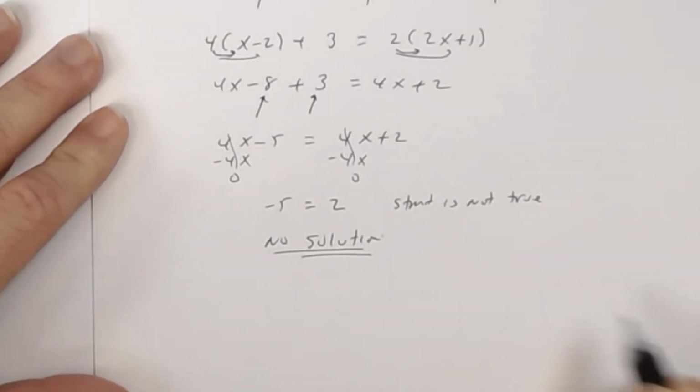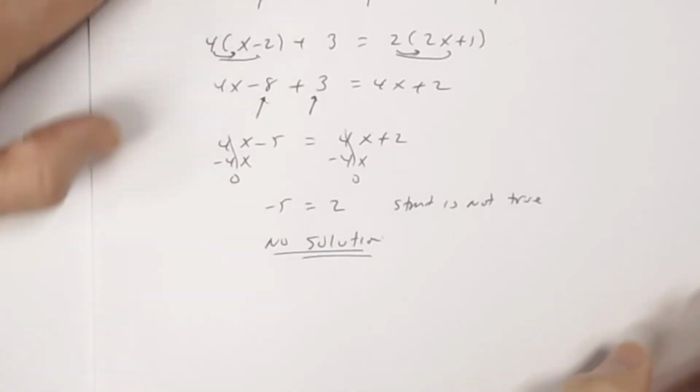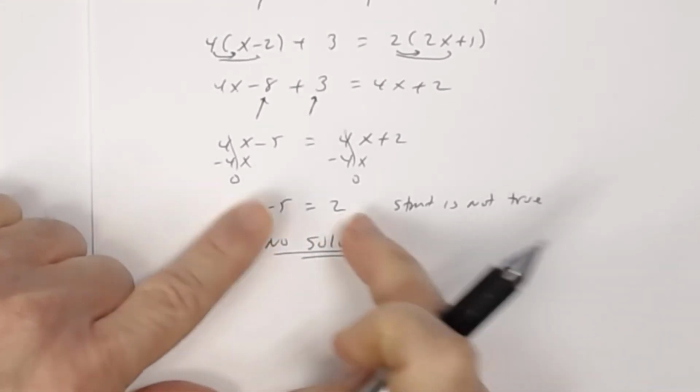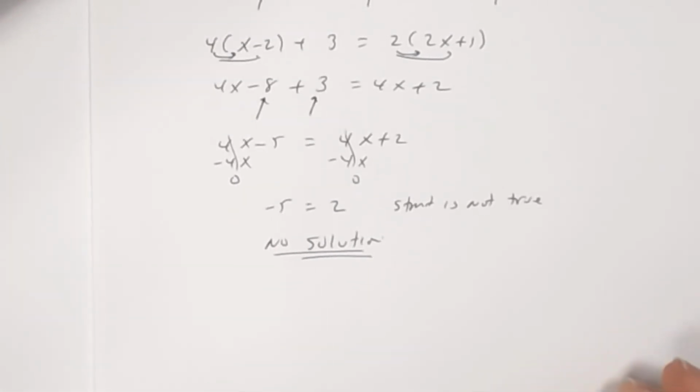Okay, so no solution. So here's your work. You get this statement here where the variables disappear and you end up with a false statement, so you just say no solution. All right?